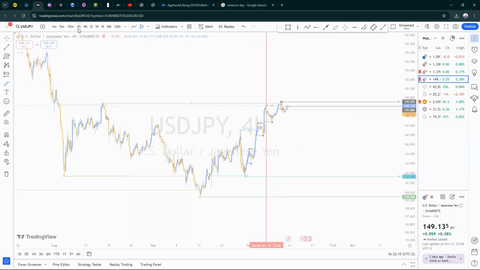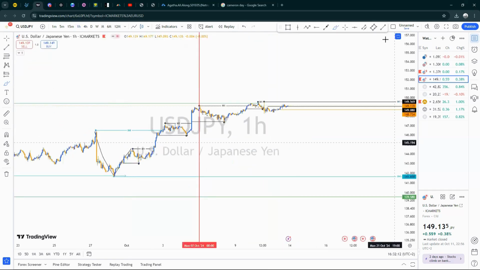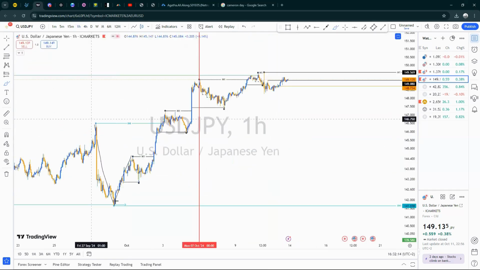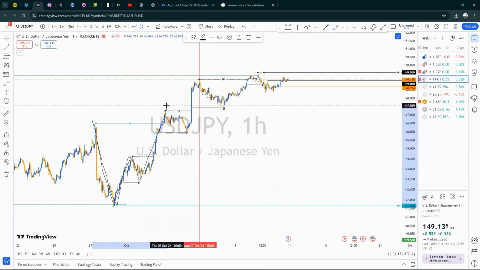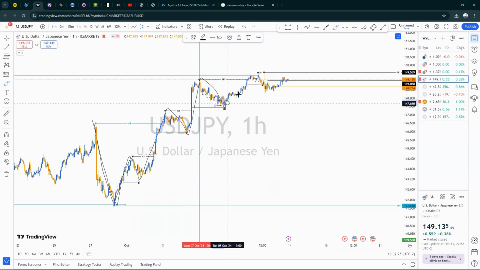So looking at H1 has been good. I remember we were selling here. Then the range changed. We looked for a buy. We didn't get a buy. Somewhere here we bought. We had a loss here. And we bought here. Then price started moving up.